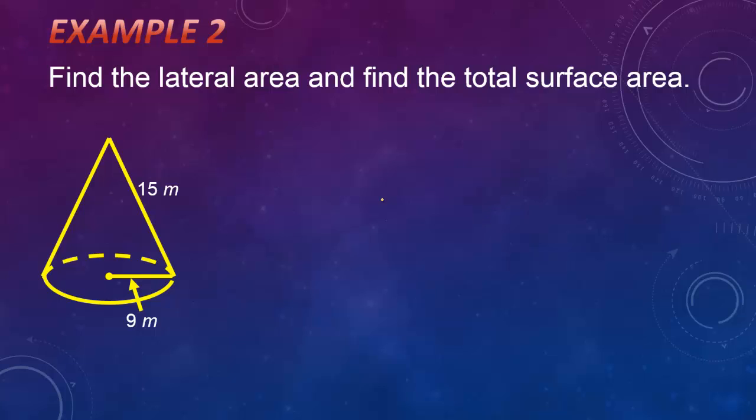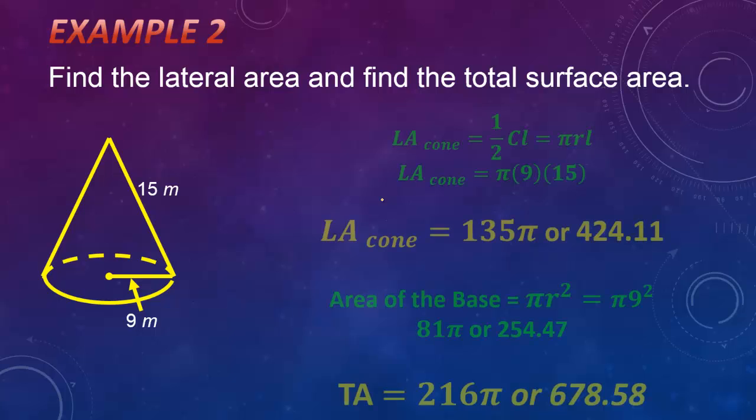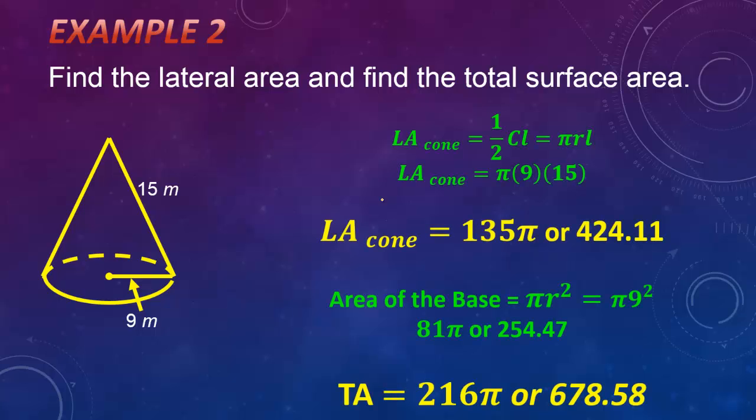So example 2, we need to find the lateral area, and we need to find the total surface area. So let's start. Whoa, hey, I just gave you all the answers right there. What's going on? All right. So since my animations didn't work, let's go through this step by step. So we use our formula to find the lateral area first, which is half the circumference times the length. So pi r l, because they don't give us the circumference. So pi times 9, which is the radius, times 15, which is the slant height, which gives you 135 pi, or 424.11, if we're rounding to the nearest hundredth. So that would be the answer to the first part.